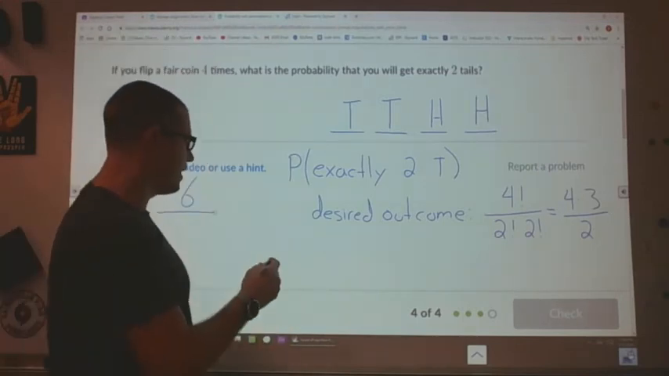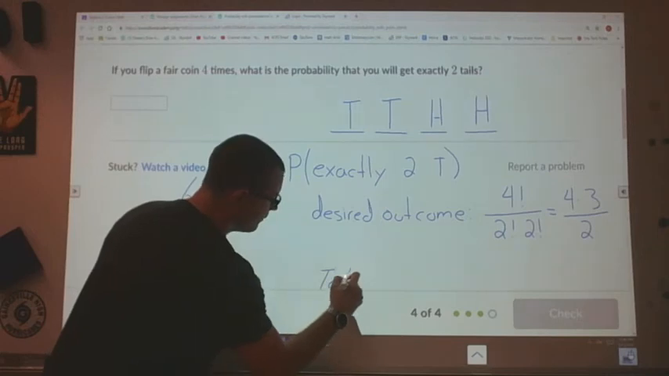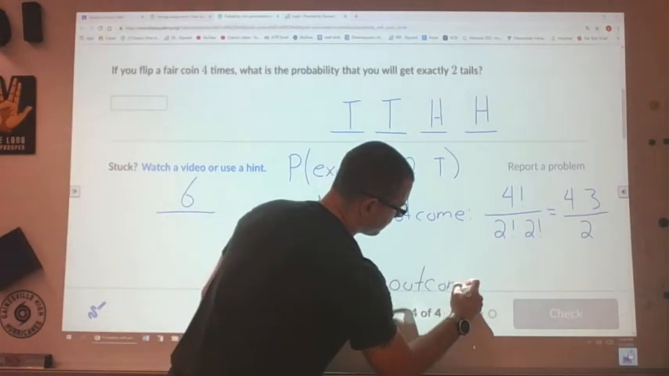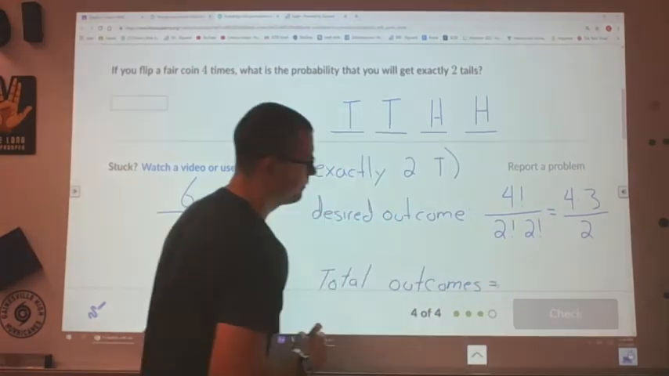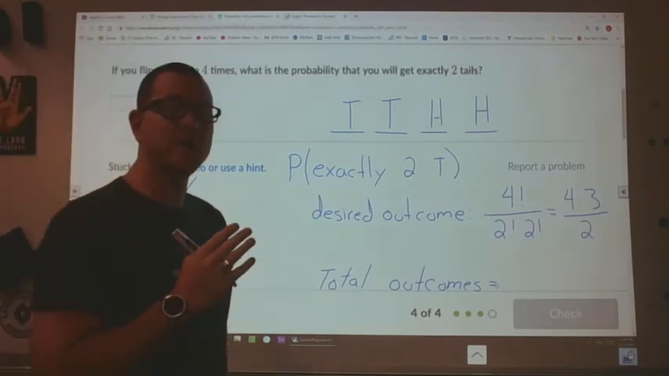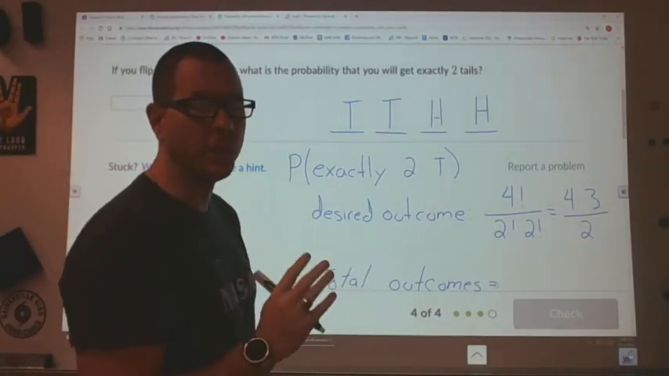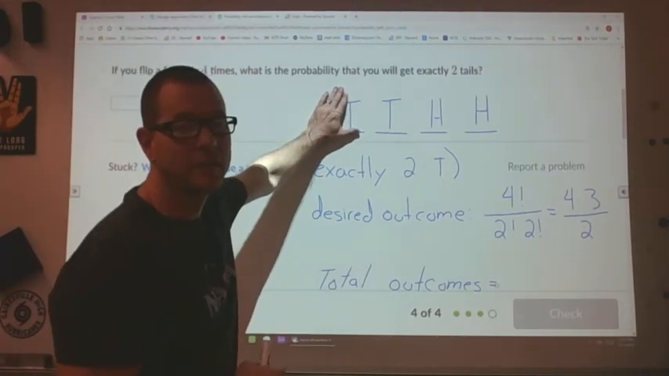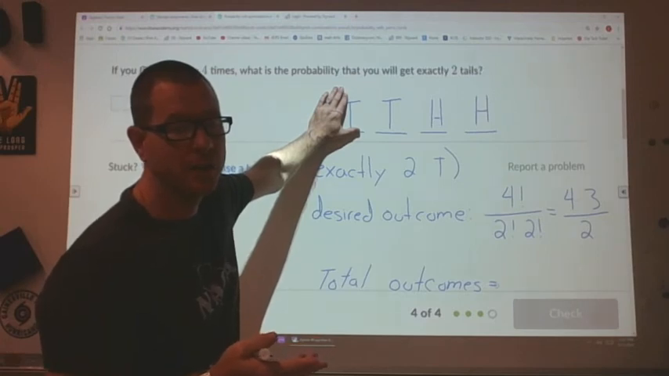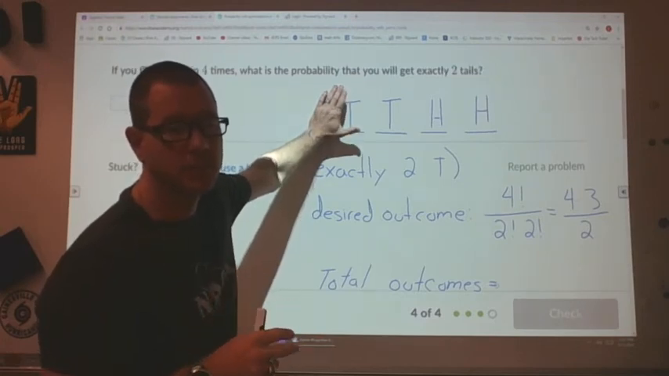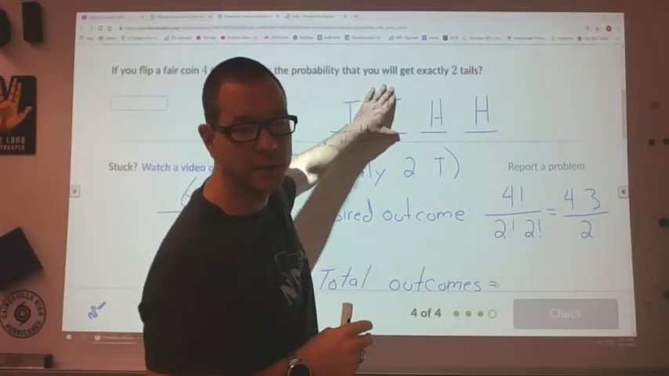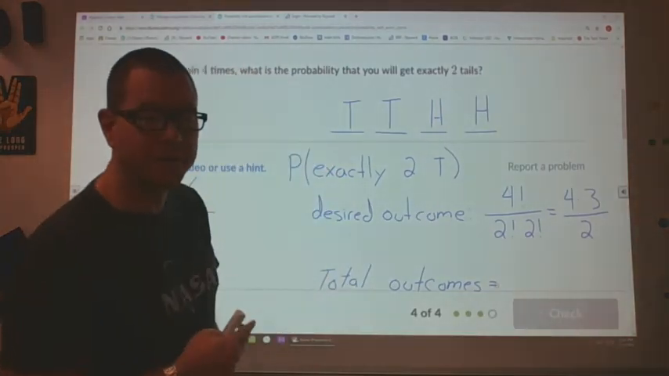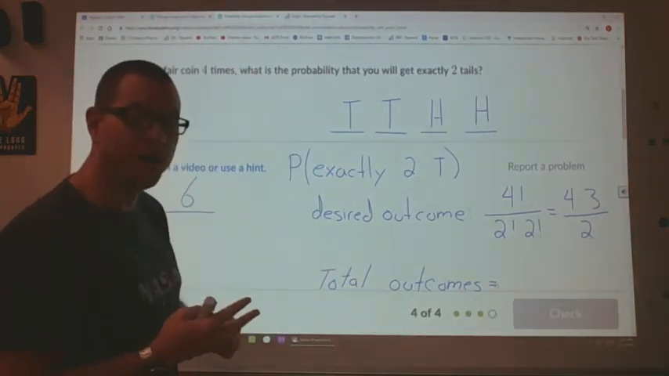But now we need to figure out the total number of outcomes. So for this, I don't need to know how many ways four objects can be arranged. I need to know how many options I have for each event. And because it's a coin, it's just two. This one could have been heads or tails. This one could have been heads or tails. This one could have been heads or tails. This one could have been heads or tails. So every event has two possible outcomes.